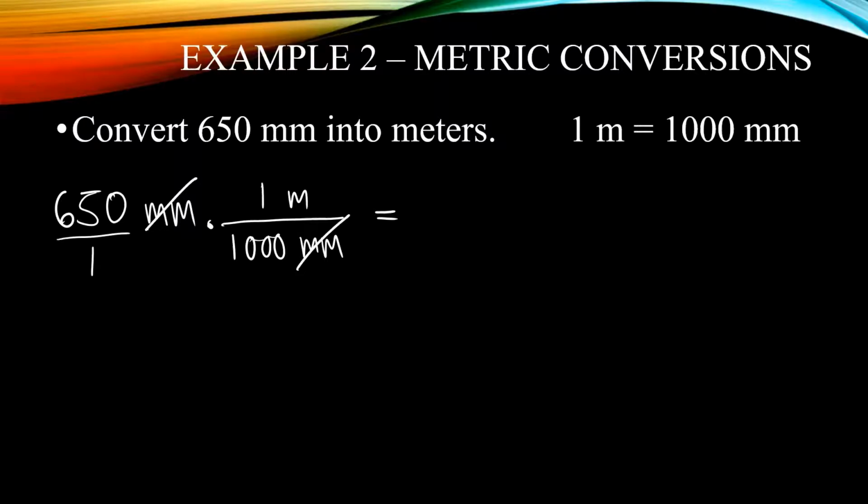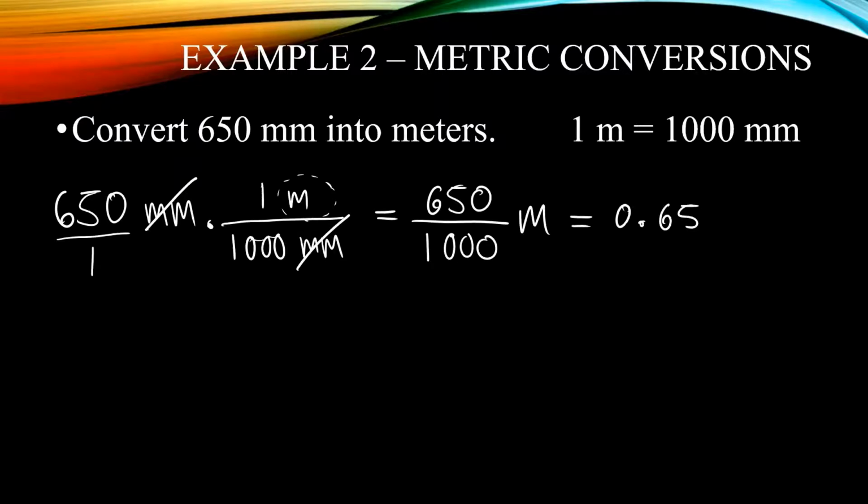So you're going to multiply numerators across. 650 times 1 is 650. And then you're going to multiply denominators across. And 1 times 1,000 is 1,000. And the units that we have left are the units of meters. And then if you put this in your calculator, you should get a decimal answer that looks like this: 0.65, and then the units are meters.